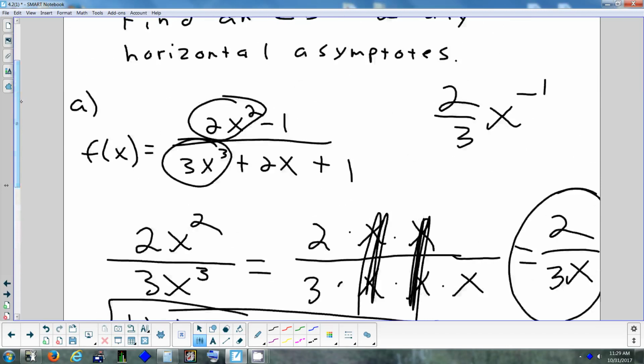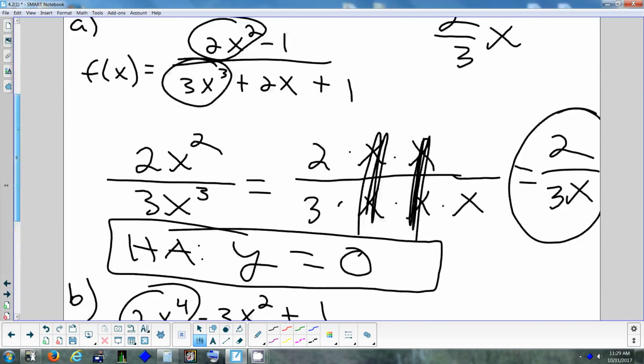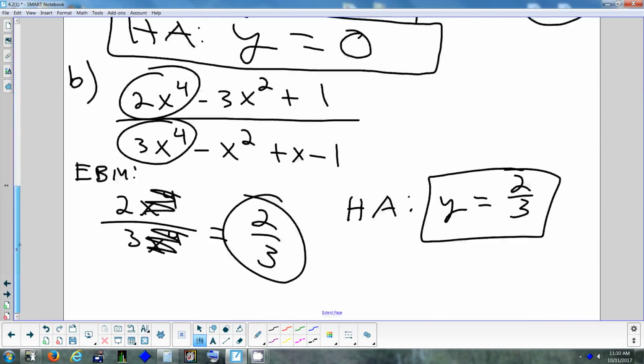Anytime you have x's and the degree in the bottom is bigger than the top, that's a degree 3, that's a degree 2, you're always going to be left with an x in the bottom. And that's going to be an asymptote at 0. Always. So anytime the degree in the bottom is bigger, horizontal asymptote always at 0.